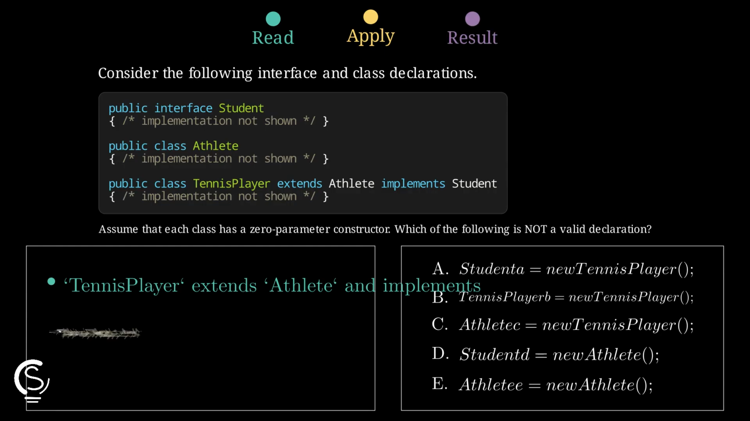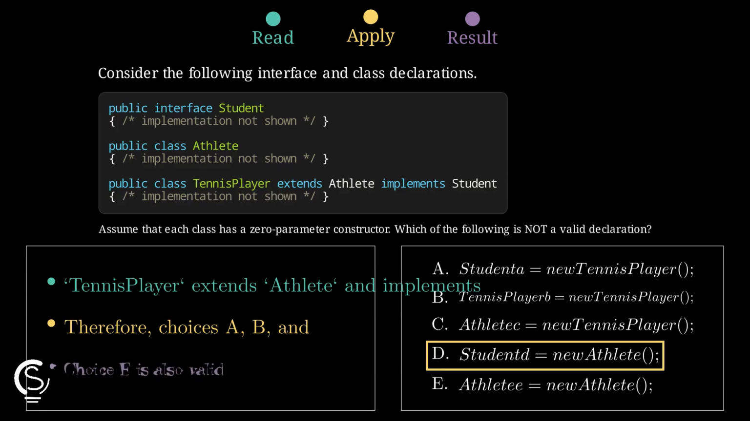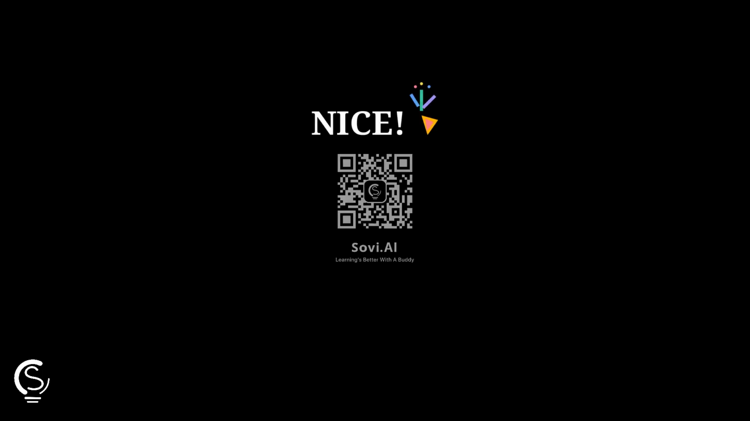Finally, look at option D. An Athlete is not a Student because the class does not implement that interface. Therefore, this declaration is invalid. Well done! Option D is our winner.